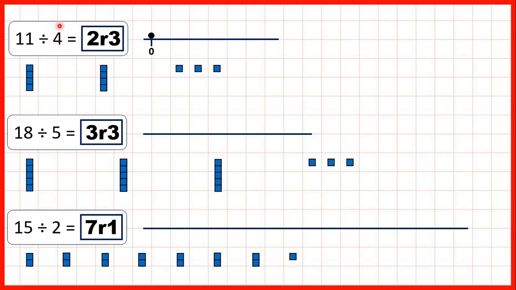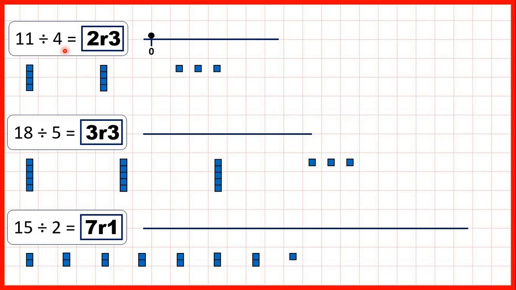So if we're dividing by 4, our remainder can only be 1, 2 or 3, because if we had a remainder of 4, we'd be able to make another group. So if we're dividing by 5, our remainder can only be 1, 2, 3 or 4, and if we're dividing by 2 and we get a remainder, the remainder can only be 1. Otherwise, we'd be able to make another group.